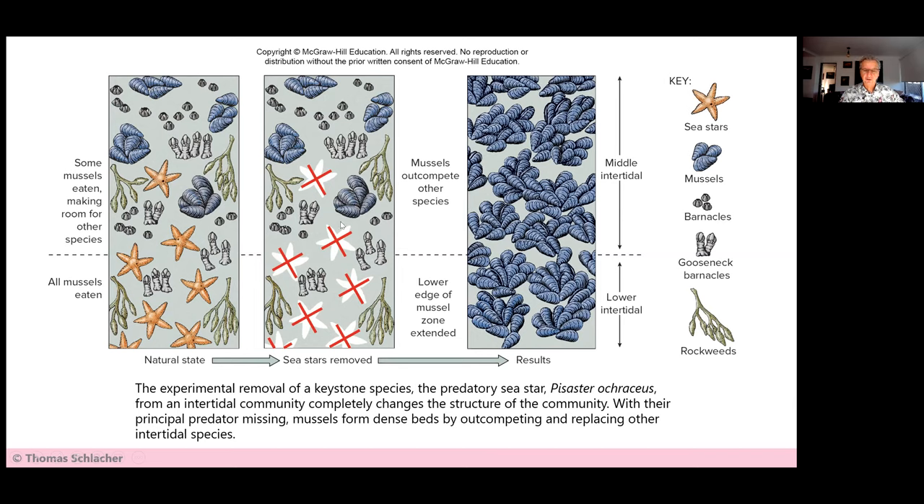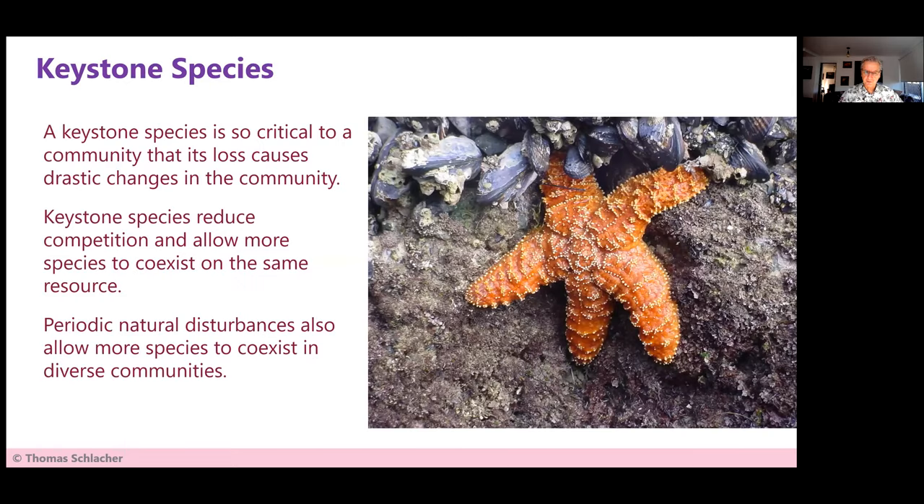If you take all the sea stars out, and this has been done in an experiment, lo and behold, it didn't take a very long time. The mussels expanded and covered the entire seashore. So the diversity of the community is lower, because the competitive dominant will just swamp everything else. And predators keep that in check. When it's usually one or two predators which have an enormously large influence on how the rest of the community is structured, we call it a keystone species or a keystone predator.